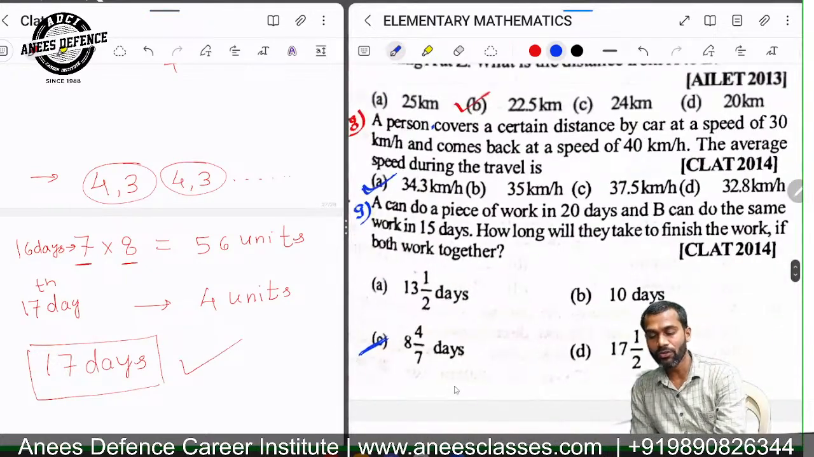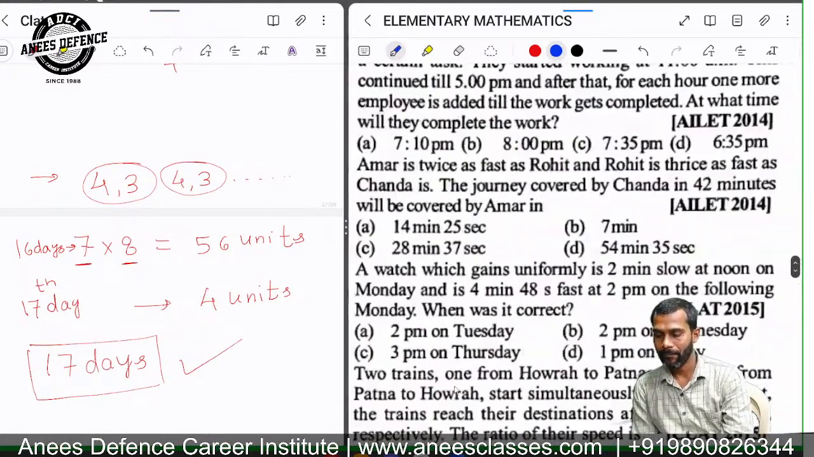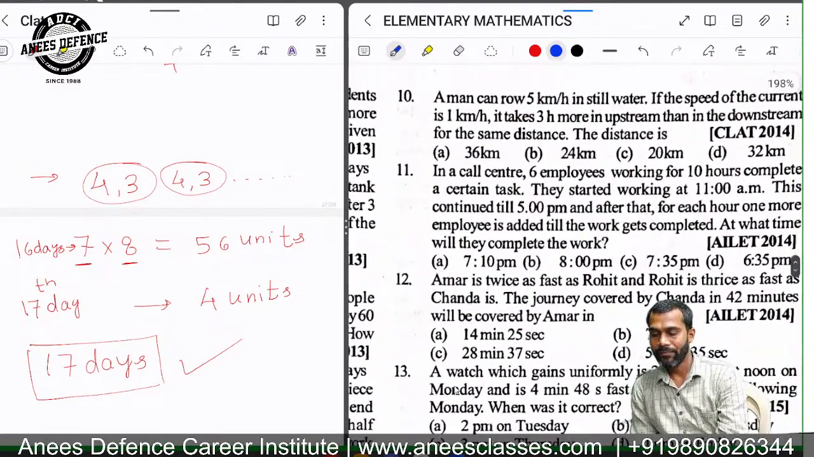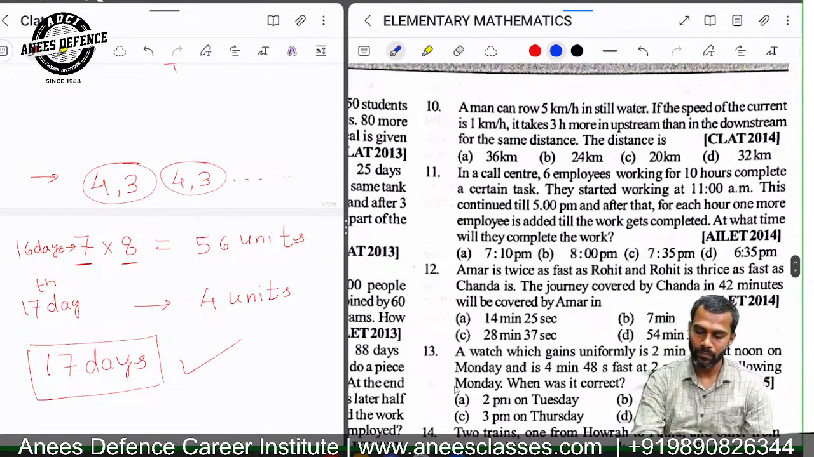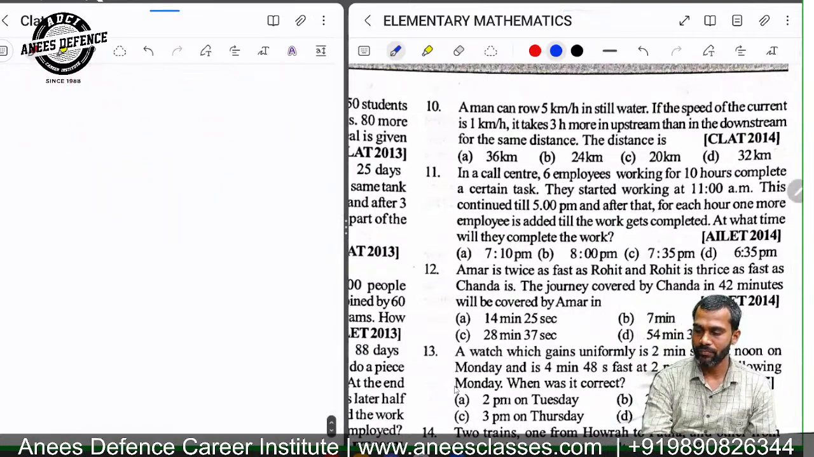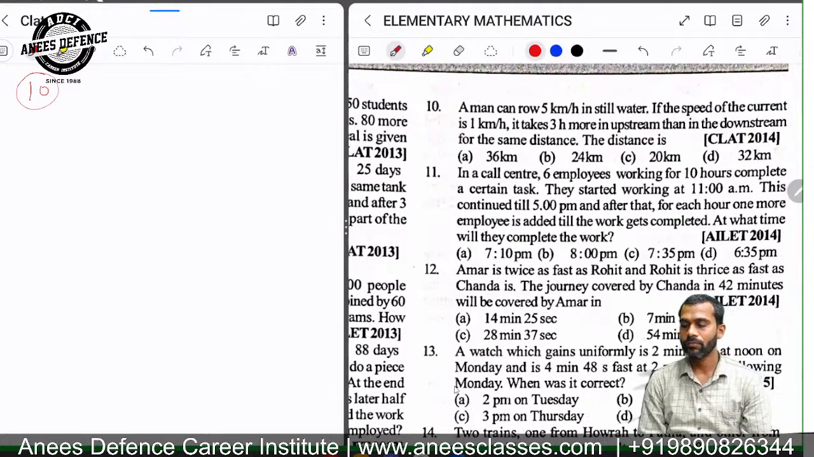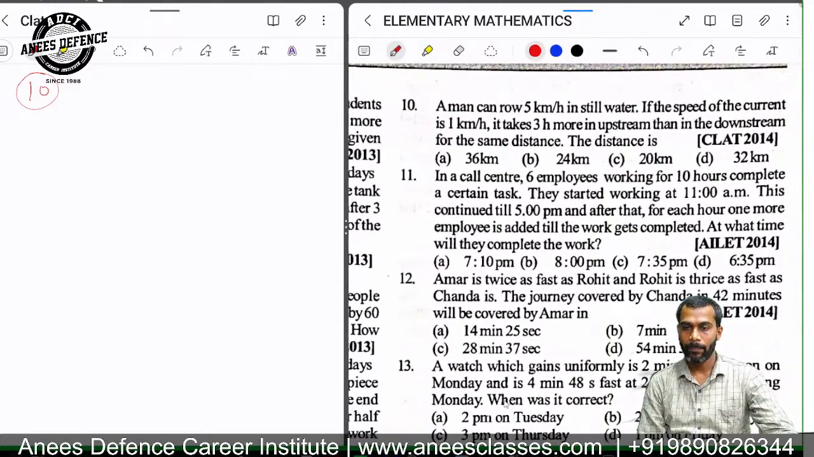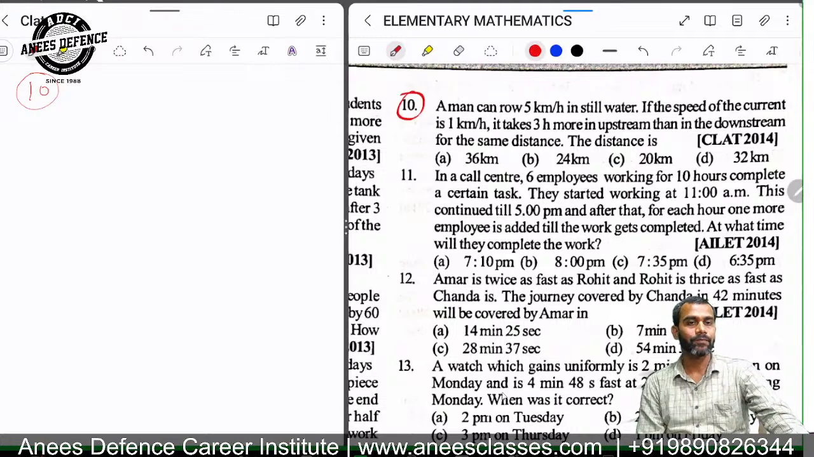Yes, online students, have you understood? Question number 9. Please try question number 10. Question number 10. Please try. Yes, online students. Have you solved these types of questions? Yes. Boat and stream, in 10th or 9th standard mathematics only.